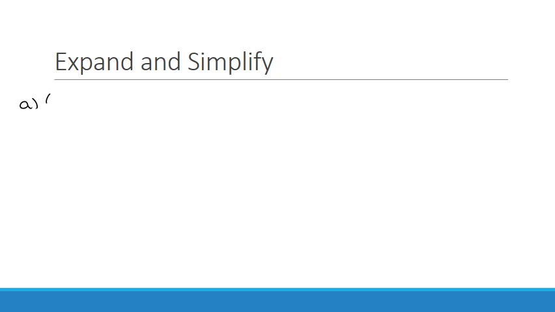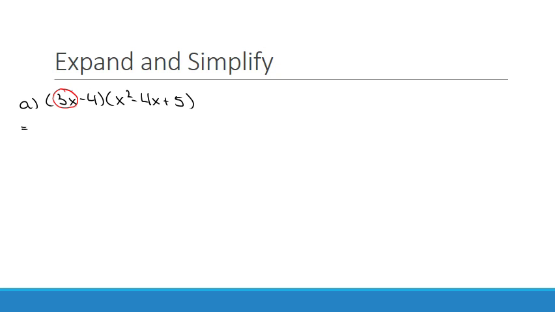Our first example here. Notice it says expand and simplify. Expand meaning multiply, and then simplify meaning there's going to be lots of like terms that we can put together to make it a more precise answer. Everything really comes down to monomial multiplications, and then we just have to distribute. Same rules here.